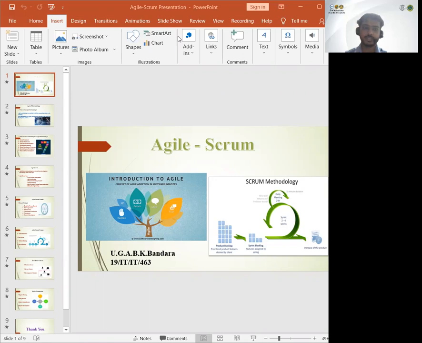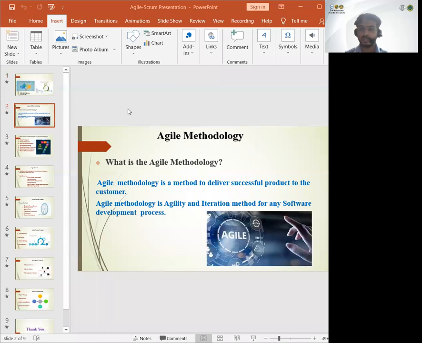Today I am here with a valuable topic: the Agile Scrum process. Why is it important? Any Scrum without a working product is a failed Scrum. First of all, I would like to tell you what the Agile methodology is. Agile methodology is a method to deliver a successful product to the customer. Agile methodology is an agility and iteration method for any software development process.